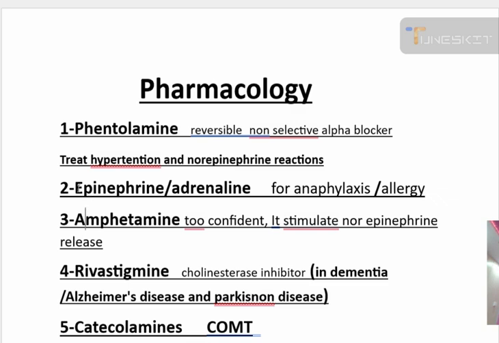Okay, the second drug is epinephrine or adrenaline. Epinephrine is also known as adrenaline. It is a catecholamine and it is used for anaphylaxis reaction, for allergic reactions, serious allergic reactions. Amphetamine. Amphetamine is a CNS stimulant drug. After taking amphetamine, you will be overconfident, and the second most important point of amphetamine is it stimulates the release of norepinephrine. So amphetamine and catecholamines are interlinked.